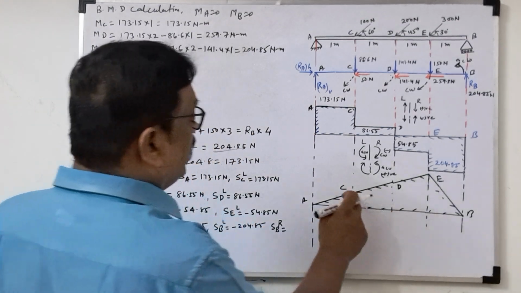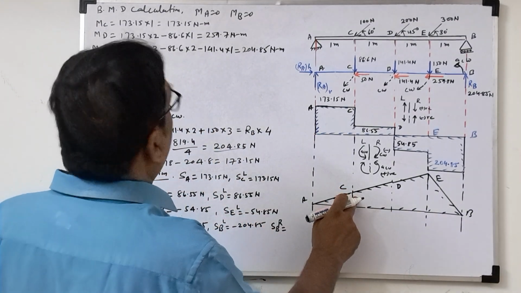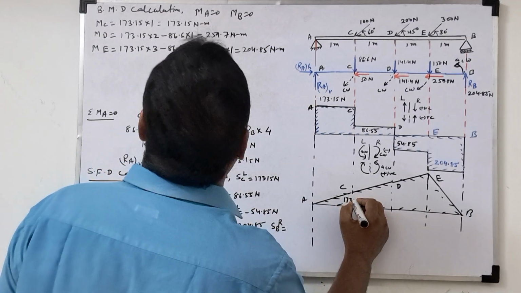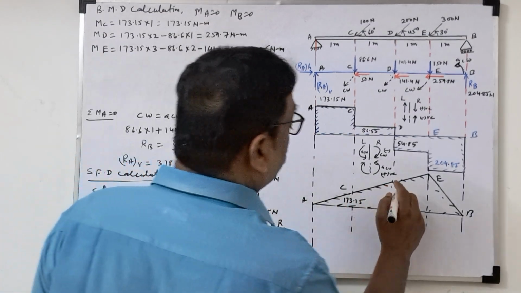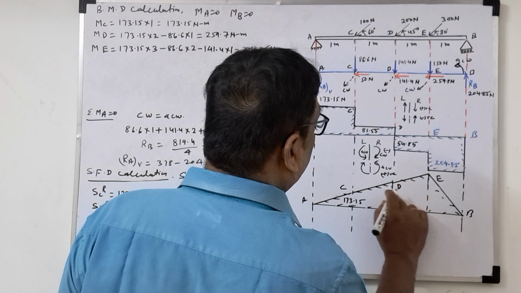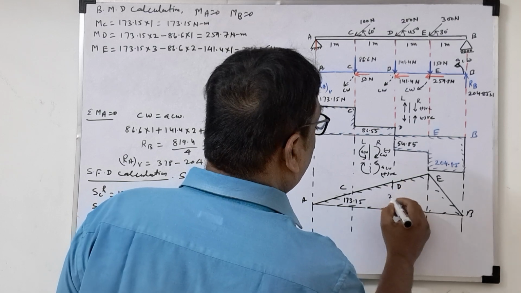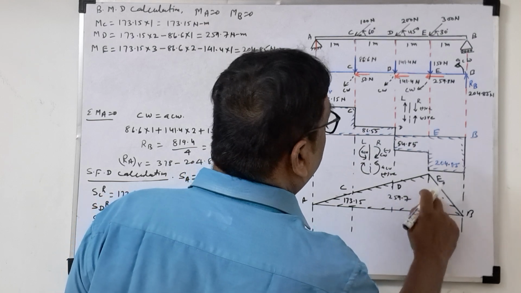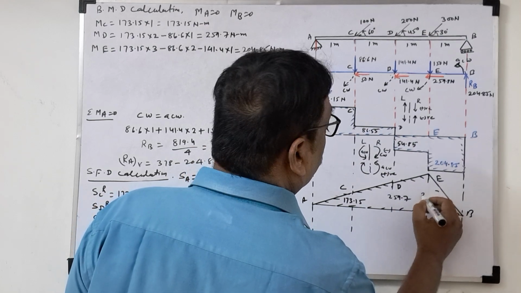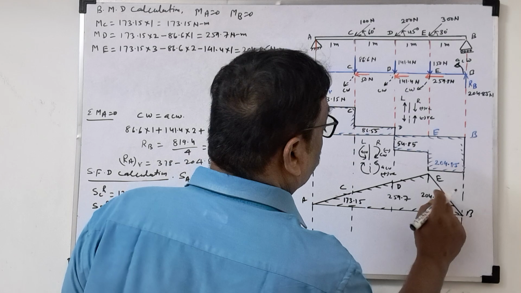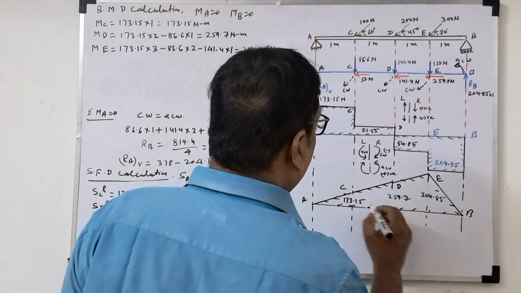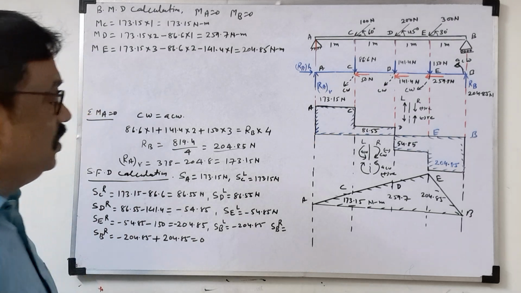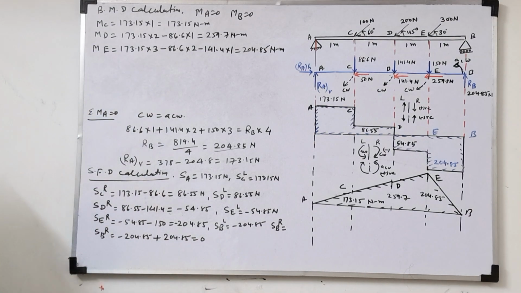See, so you can write this value here. Here the value will be 173.15, space will be there. Here at point D, you write the value 259.7. Here you write 204.85 Newton meter. Everywhere will be the same units. So this way we get the bending moment diagram.